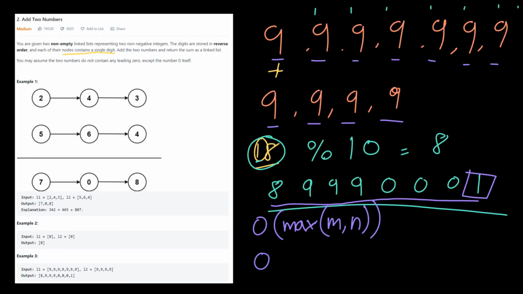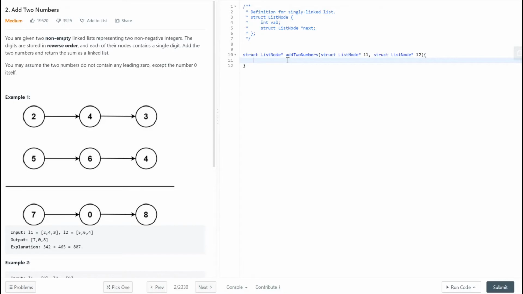So really, our space complexity is exactly the same. Max m n. Okay, let's try and code this up. So first of all, we know that we need to return a linked list, so let's create a linked list. We have this definition of what the nodes look like up here, which is given to us by LeetCode.